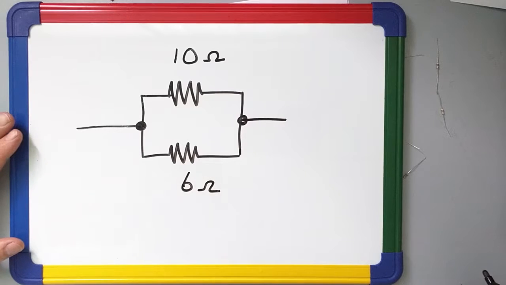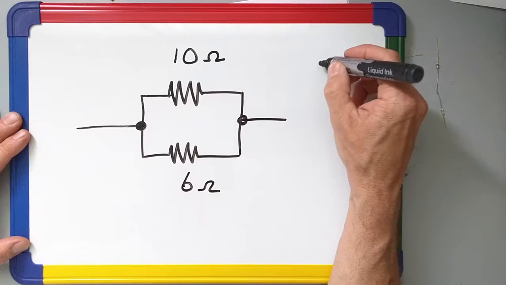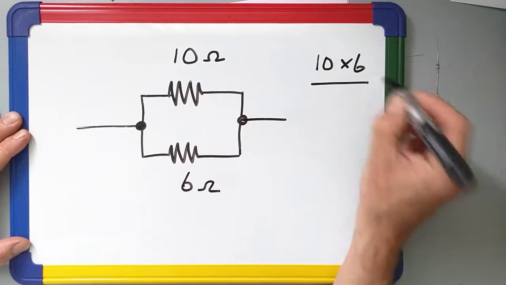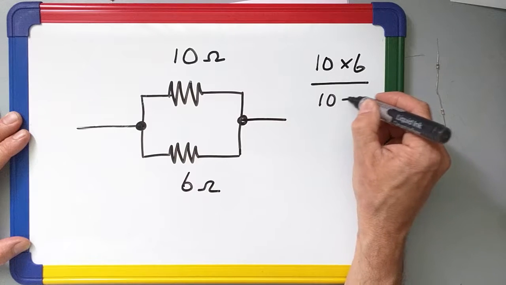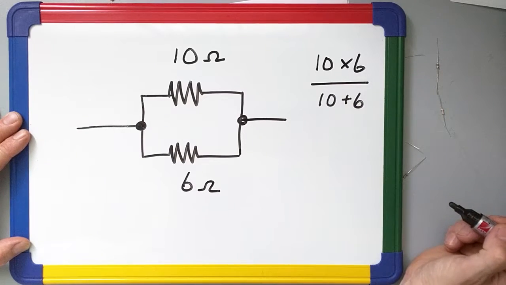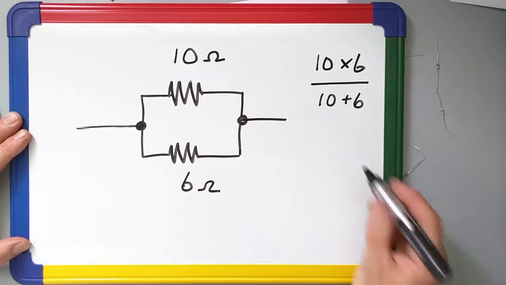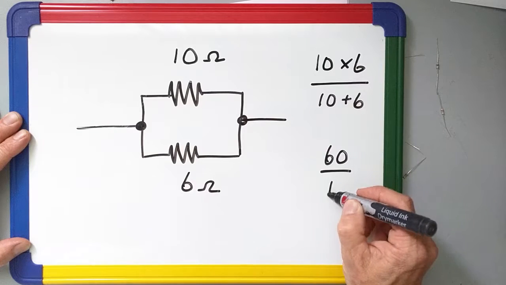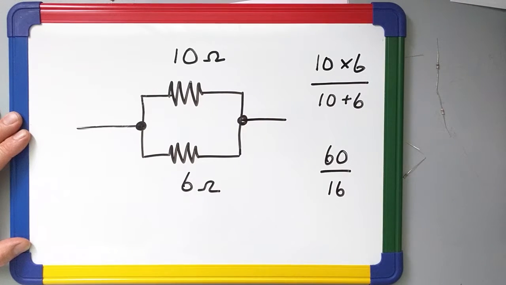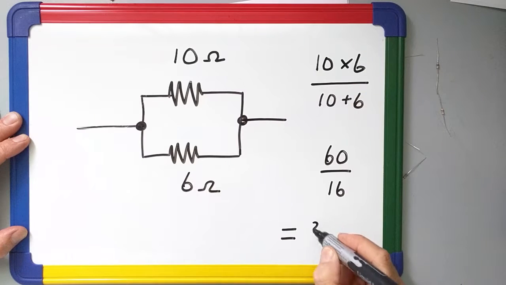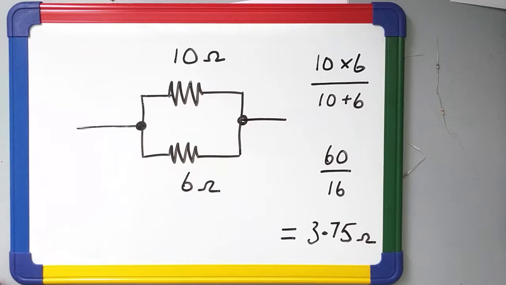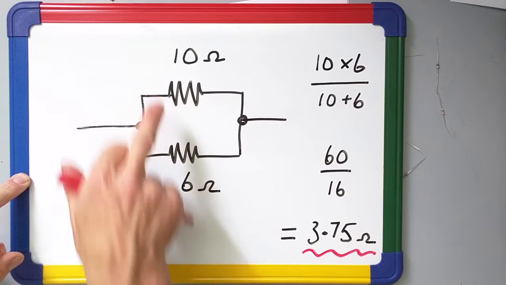The simplest way to do that is to just take those two numbers and multiply them together. So we get 10 multiplied by 6, and then divide that by what we get when we add the two numbers together, 10 plus 6. Now it's important we work out top and bottom individually. So 10 times 6, 60, divided by 10 plus 6, 16. And when we pop that into our calculator, we get 3.75 ohms. And you'll notice right away here that this value is smaller than either of the two.